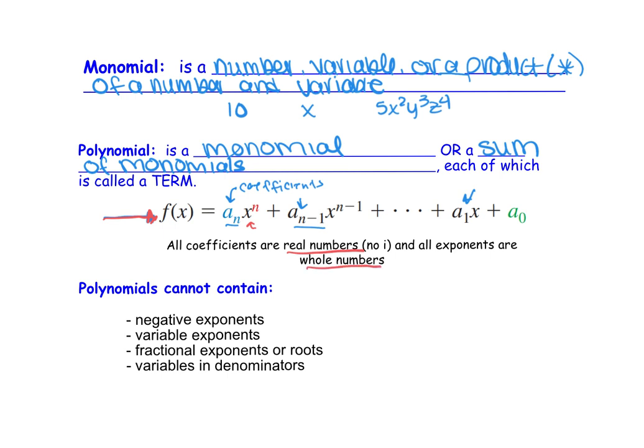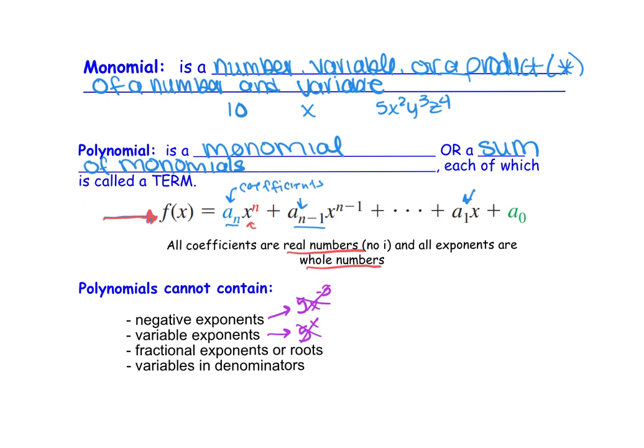Now, the easiest way, I think, to determine if something is a polynomial is really to look for things that cannot be within a polynomial. So things that cannot be within a polynomial include negative exponents. So you can't have something like 5x to the power of negative 3. That's something that you cannot have, that is not allowed. You can't have a variable exponent. So something like 5 to the power of x. That is not allowed either.